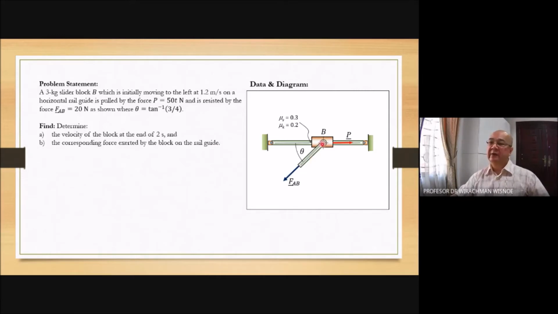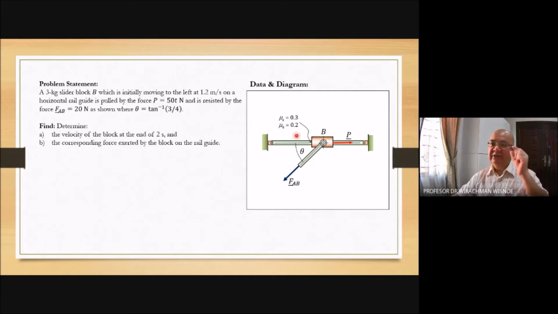So you have a collar B pulled by a force in this direction theta. Even if it moves, the angle theta will remain the same. At the same time, there is another force P, which is 50T. T is time. It means the force P is not constant. It is depending on the time.